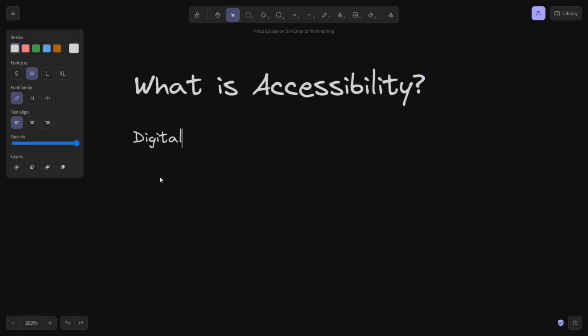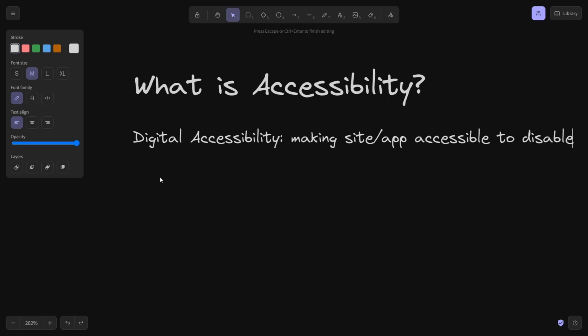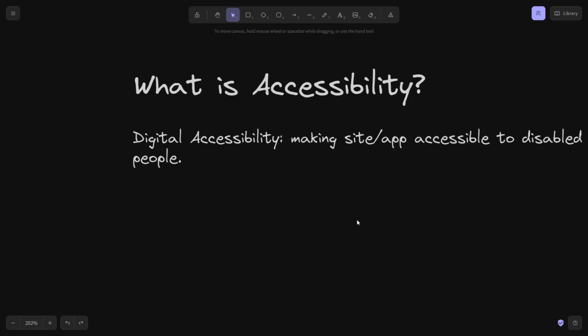We are talking about basically digital accessibility here, which is nothing but making a site or app accessible to disabled people. And that's about it. That's all we are concerned about when we are talking about accessibility here. Now, the one who implements this accessibility in any site or app is a developer who will charge a cost to the business for implementing this. This generates a problem for the businesses.